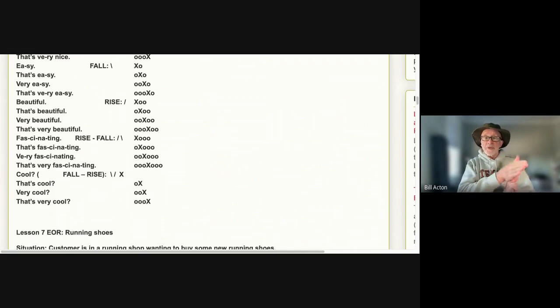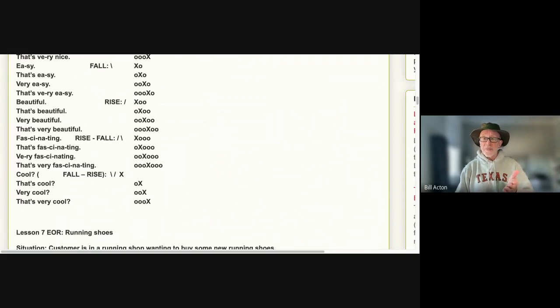And do the same thing with beautiful. Beautiful, that's beautiful, very beautiful, that's very beautiful. You feel it there. If you do that one with some energy, your body kind of comes up with it. I noticed my shoulders come up a bit when I did that one. That's very beautiful.